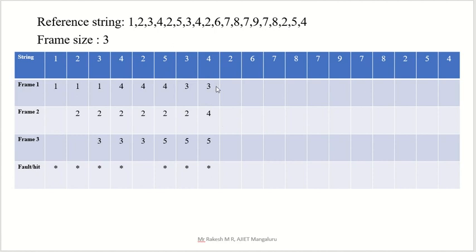Replace 2. So where do we have to replace? 3, 4, 5. 4 is here, 3 is here, 5 is here. We have to replace 5 because it came first here, right? So replace 5 and write 2 here. Then 6. 3, 4, 2. 2 here, 4 here, 3. So 3 we have to replace.